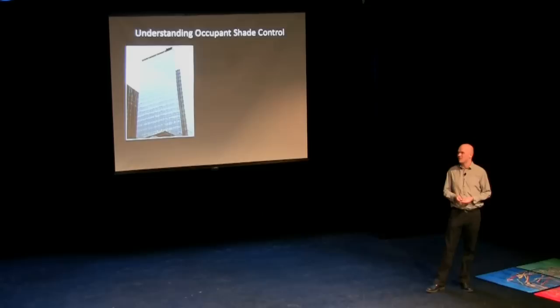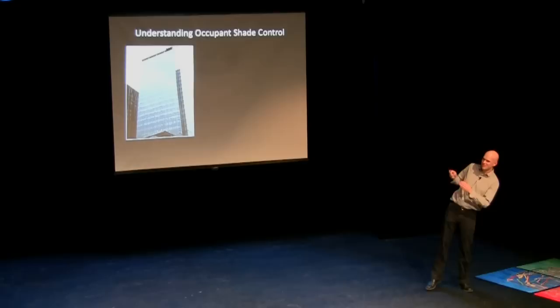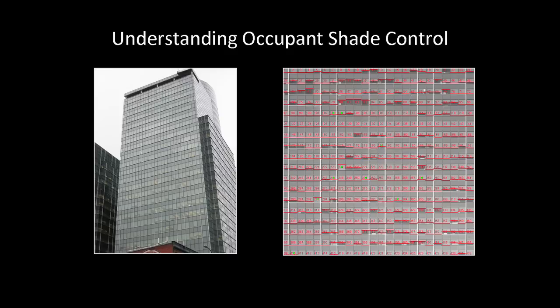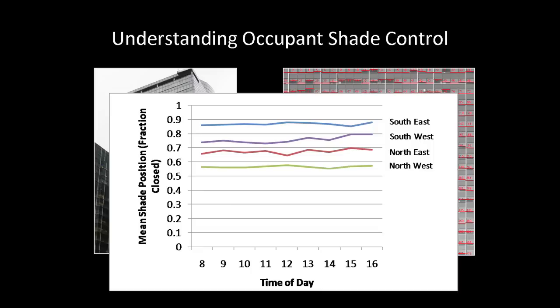Rather than take pictures hourly and manually look at each picture and try to figure out where the shades were, I automated this process using a computer program that figures out exactly where the shades are. And I was hoping to come up with some correlations that showed how people move their shades depending on things like the solar geometry. Not overly surprisingly, but somewhat disappointingly, the shades remained virtually constant throughout the day. And I should say this day was sunny in the morning, cloudy in the afternoon, and people were not very responsive to the weather conditions.